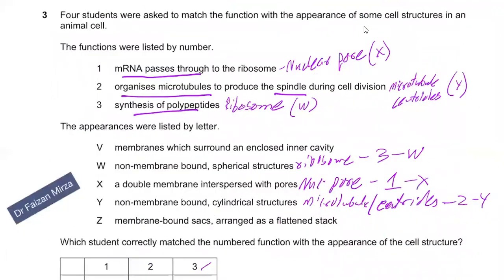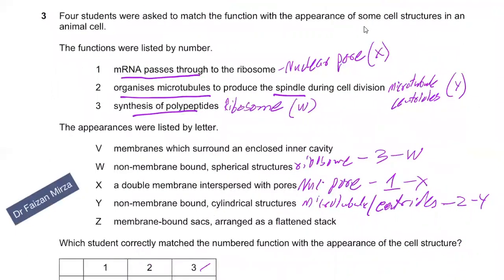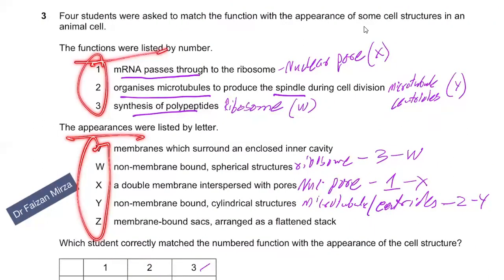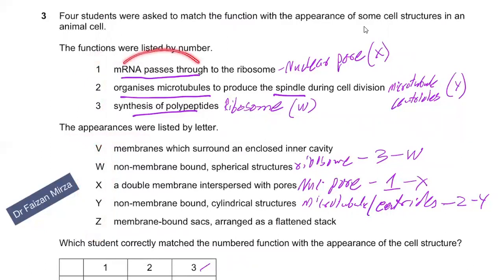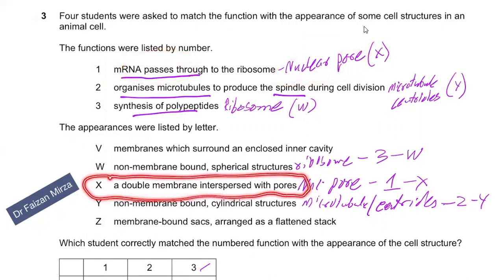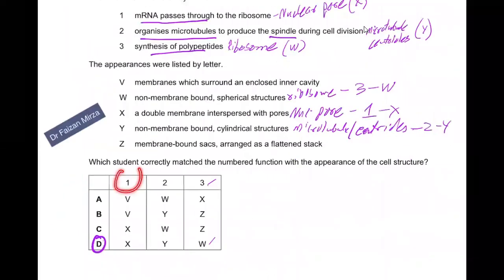Question 3: students were asked to match the function to the appearance of some cell structures in an animal cell. The functions were listed by number, and the appearances are listed by letters. So mRNA passes through the nuclear pore. We know we look for the nuclear pore, which is mentioned as X in this list. It has a double membrane interspersed with pores. So we know 1 should be X. If 1 is X, we look for X here, so the answer could be either C or D.